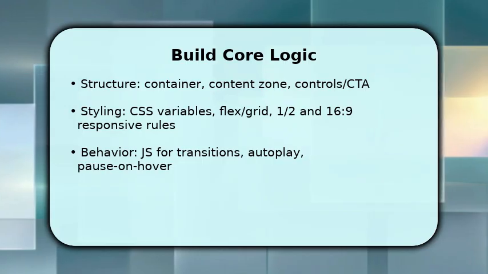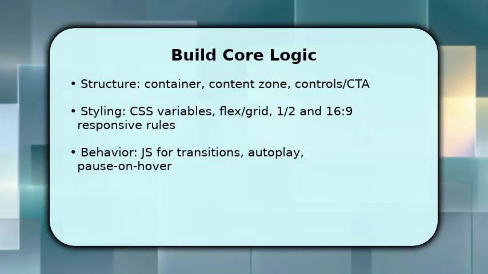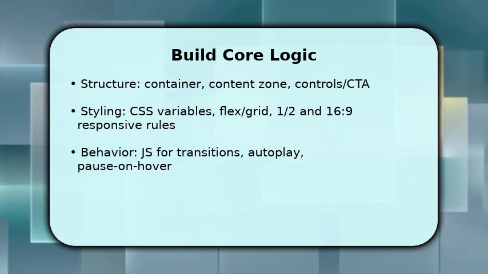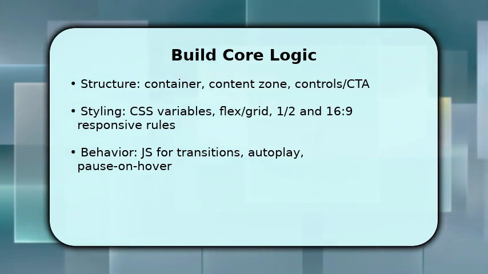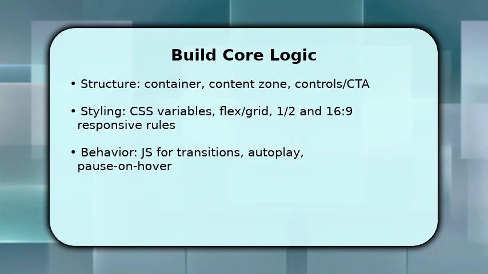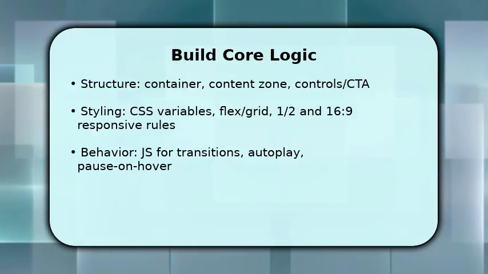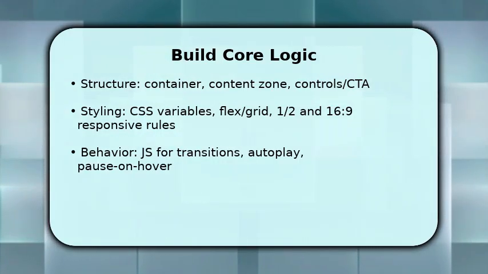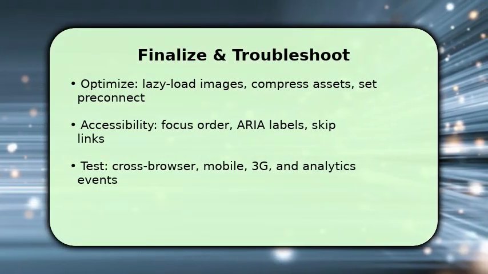JavaScript handles transitions, autoplay timing, and pause on hover to improve UX. Once functioning, decouple timing values into tokens so you can tweak speed without touching code. Test keyboard navigation and focus management for accessibility. You finish by optimizing and validating the banner.